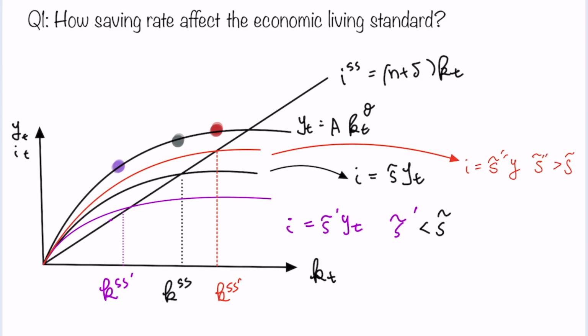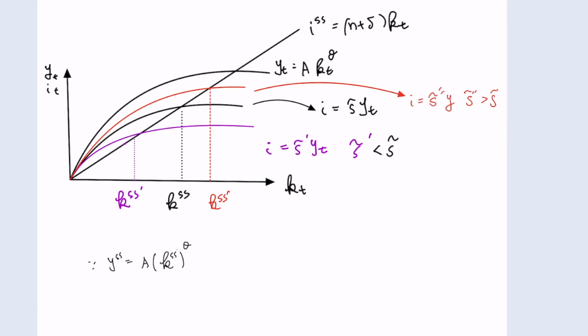Therefore, comparing these 3 points, you will notice that when the saving rate is higher, the economy will end up with a higher capital stock in a steady state, and the corresponding output level should be higher. Therefore, we can conclude here that given the output is a function of K, when K is in a steady state, the output will also be in a steady state.